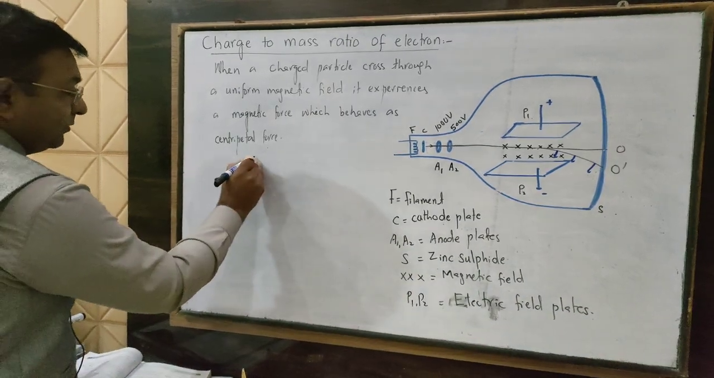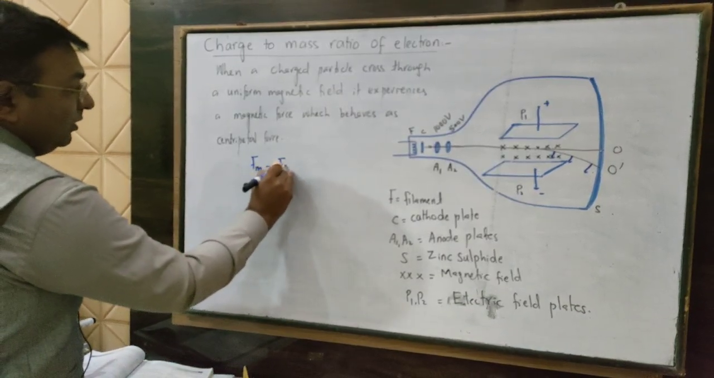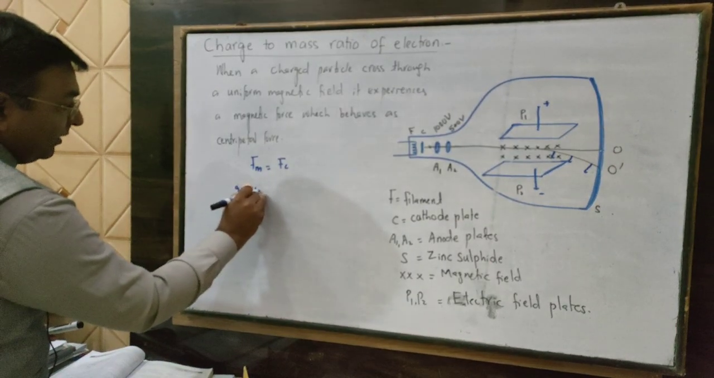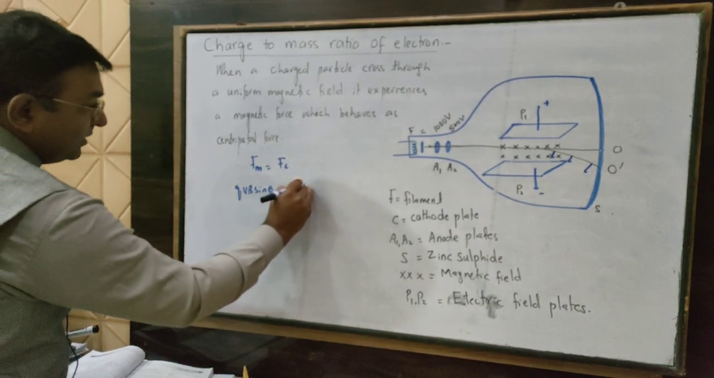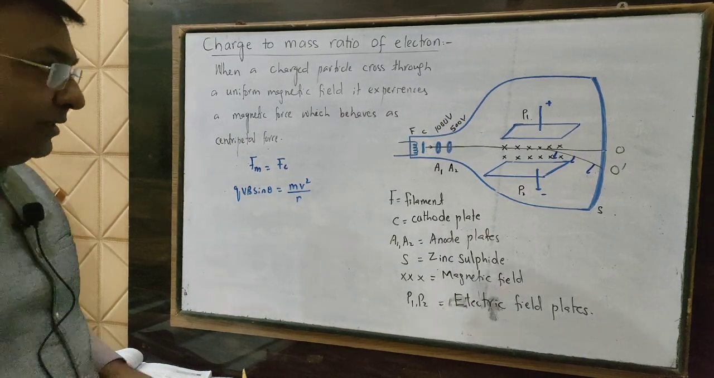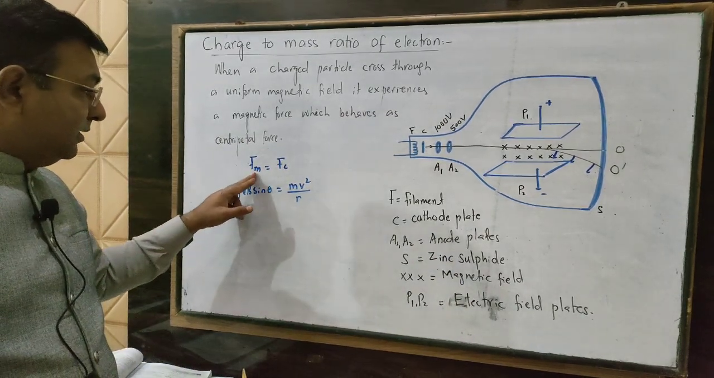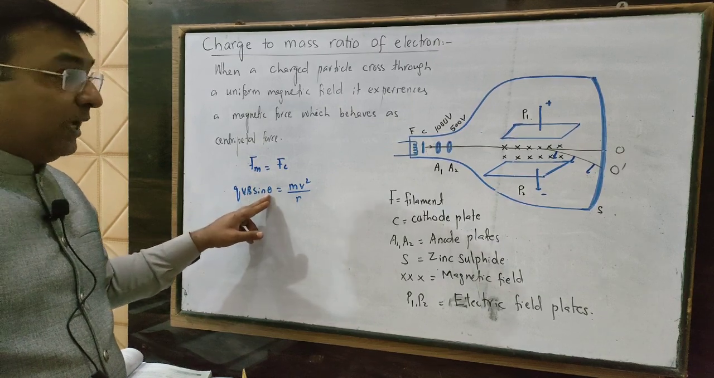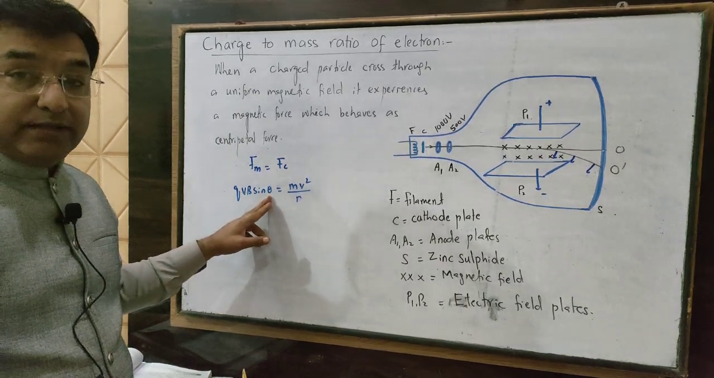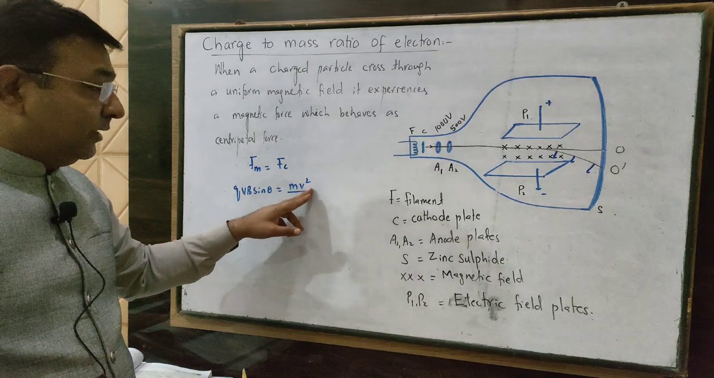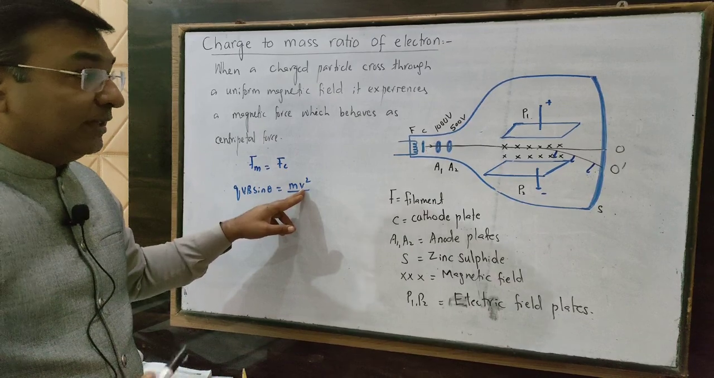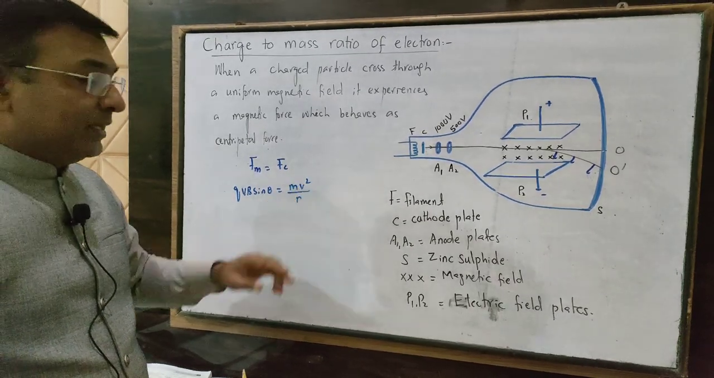Hence we can write Fm is equal to Fc. So this Fm is equal to qvB sin theta, and this is given by mv square upon r. In this case, note that the sin theta is a function of the angle between the magnetic field and velocity. So we are taking sin theta in this term. We cannot take the sin theta in this term because there is just one vector and its direction is not with any other vector. So here we cannot write the sin theta term.